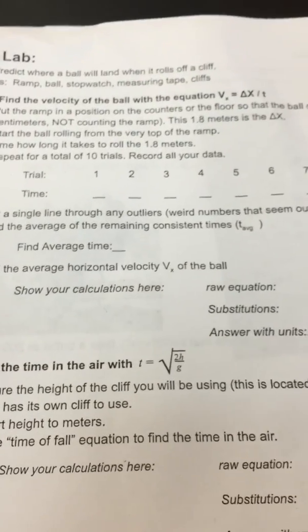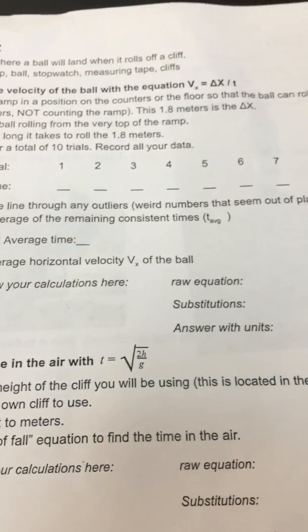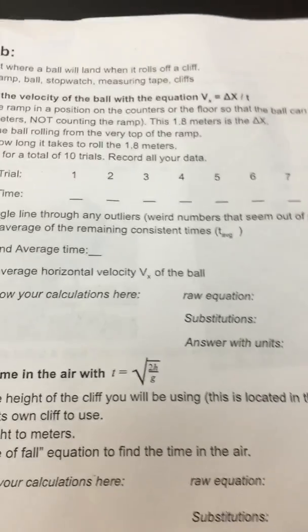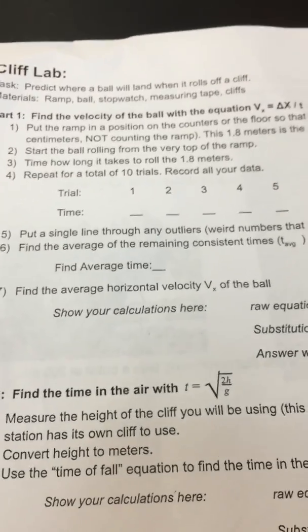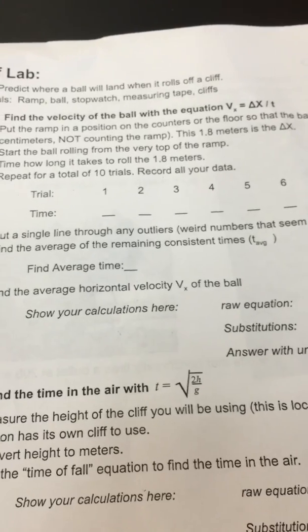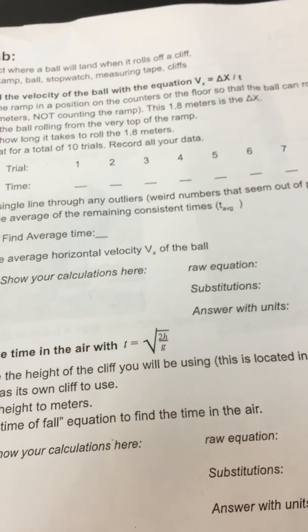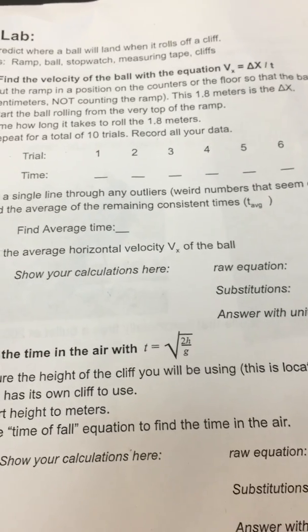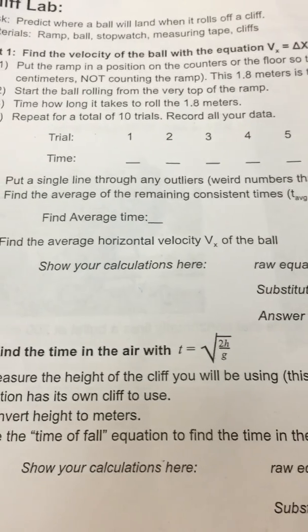So if you get something that's really weird, like 3 seconds or a half a second, you're going to just draw a single line through it. Don't scribble it out completely. Don't erase it. Don't ignore it on your stopwatch. Write it down, but you just are going to draw a line through it. Maybe later on we'll realize that there was something important going on, and that data is important for us to see. So anyway, find the average of the remaining consistent times.